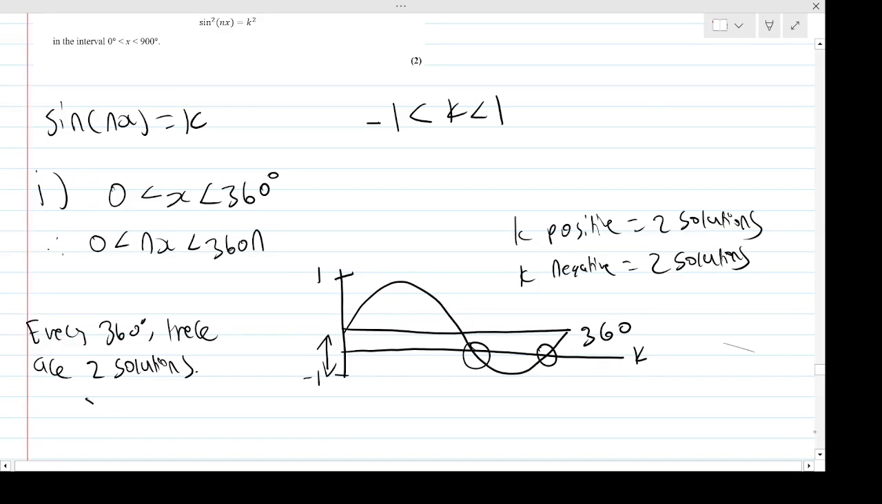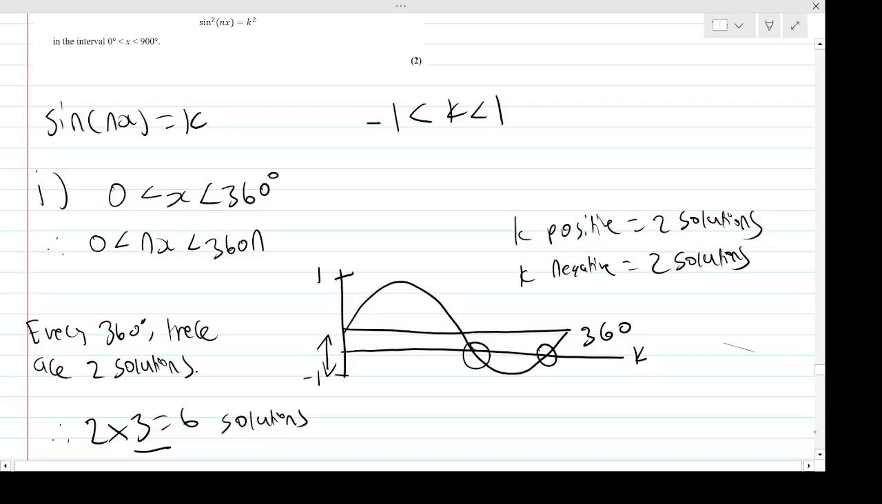So we need 6 solutions then. Therefore, if two solutions are in 360 degrees and we repeat every 360 degrees, that means to get 6 solutions, 2 times 3 would equal 6 solutions.